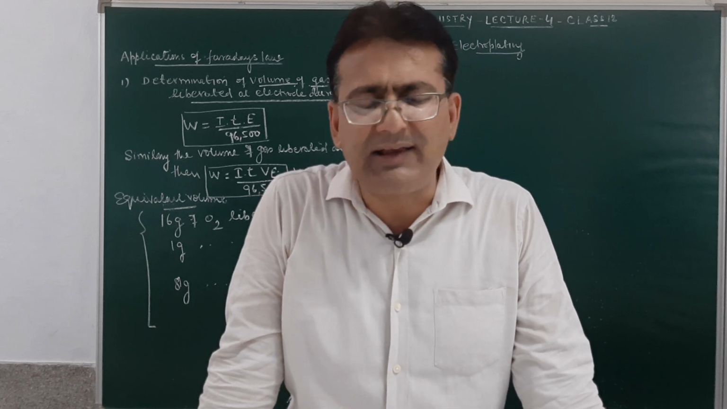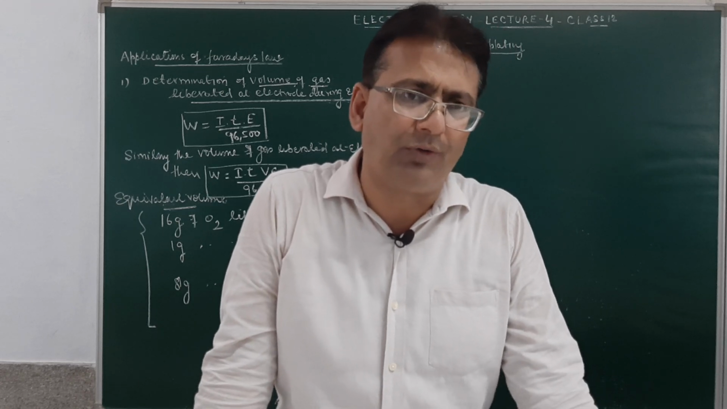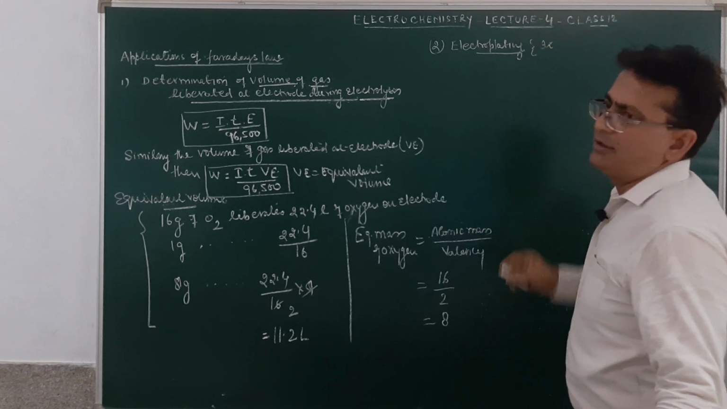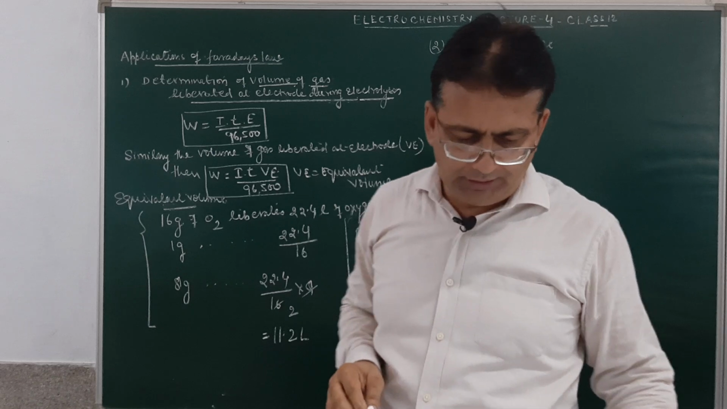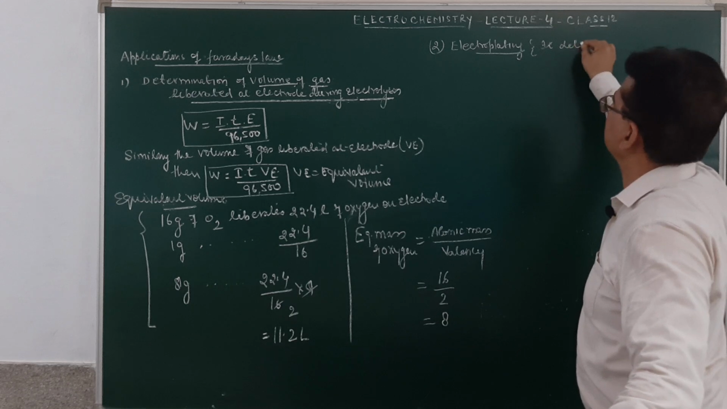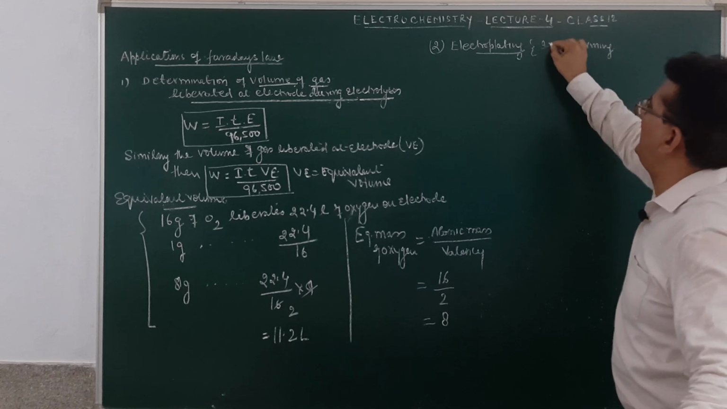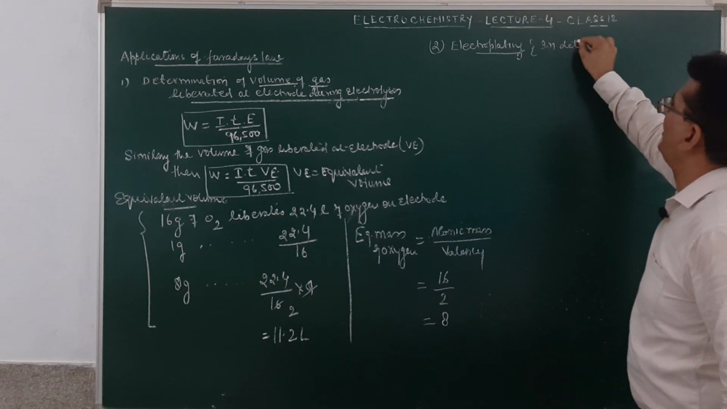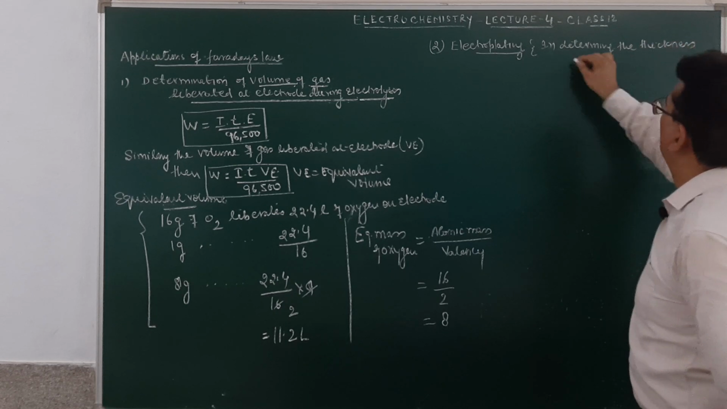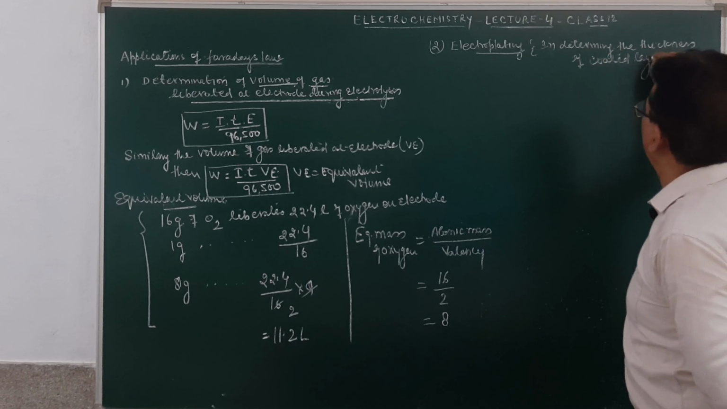Now, what will be the thickness of a coated layer? It can easily be determined by the use of Faraday's law. So, in electroplating, it helps in obtaining the thickness of a coated layer. During the process of electroplating, it will be used in determining the thickness of the coated layer.